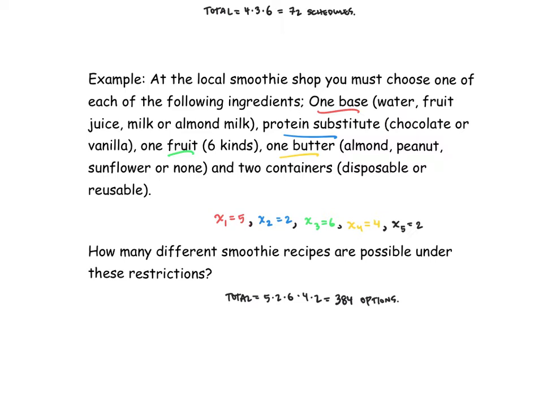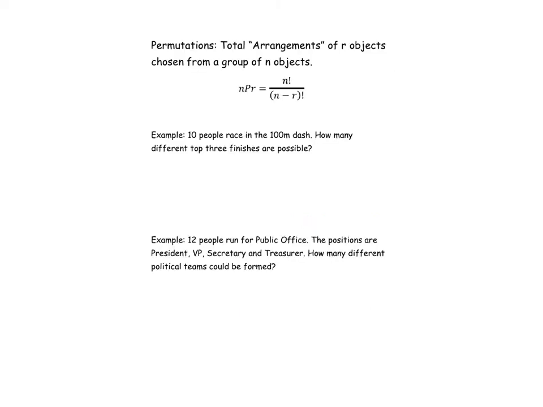Okay, that is the multiplication rule. It's typically pretty clear when you're going to use the multiplication rule as you go through a series of choices, each of which has a certain number of options. So that's kind of the giveaway on the use of the multiplication rule. Let's go ahead and look at permutations.